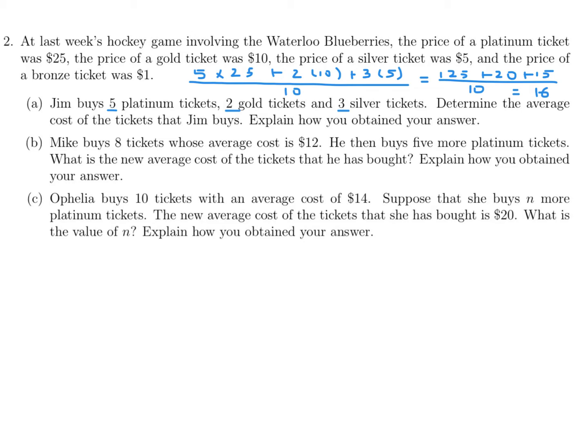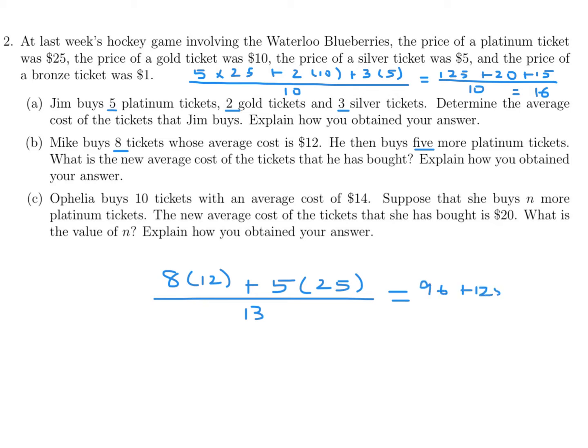Okay, so same story. He buys 8 tickets and the average cost is 12. So that's the first part. And then he buys 5 more platinum tickets, and each platinum ticket is 25. And the average would be, the total number of tickets is 8 plus 5, which is 13. So here's the math. That's 96 plus 125 divided by 13. And that's 221 divided by 13, which is 17. So $17 is the answer here.